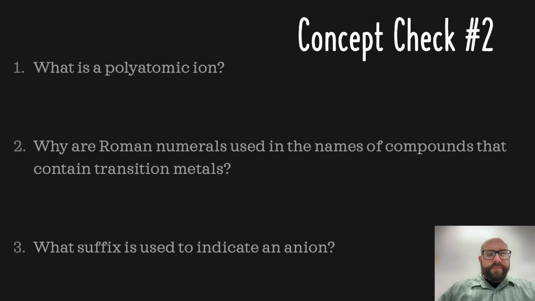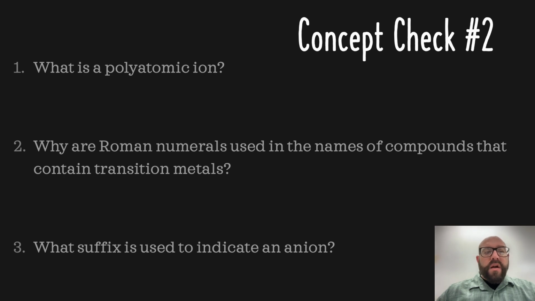Concept check number 2. Question 1. What is a polyatomic ion? Question 2. Why are Roman numerals used in the names of compounds that contain transition metals? Question 3. What suffix is used to indicate an anion? This would be a good time to pause the video, answer the questions, and then resume play.